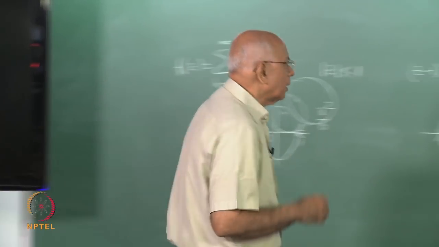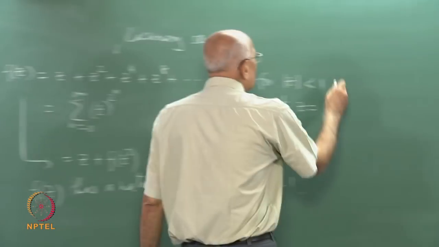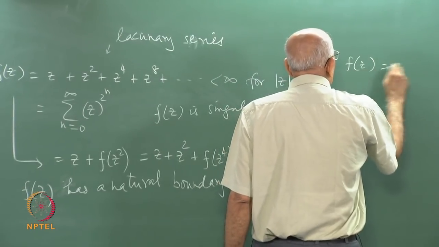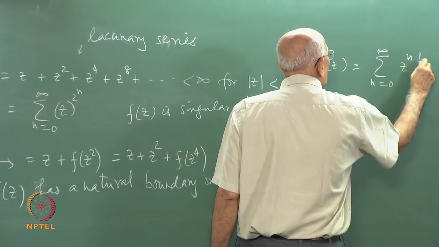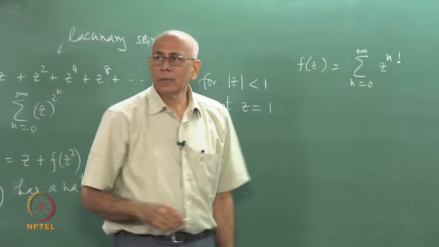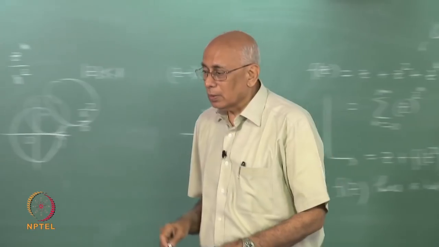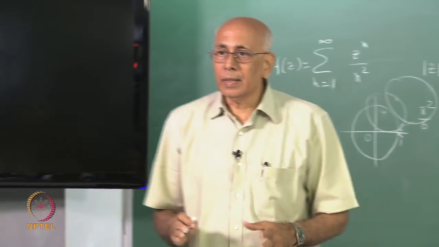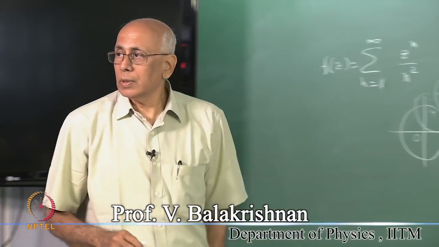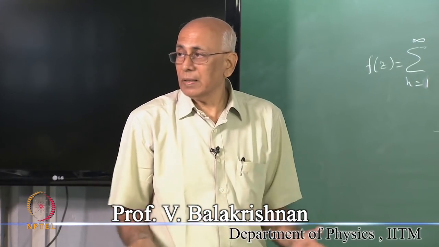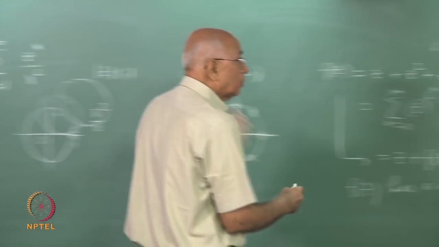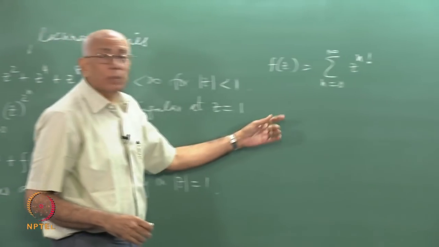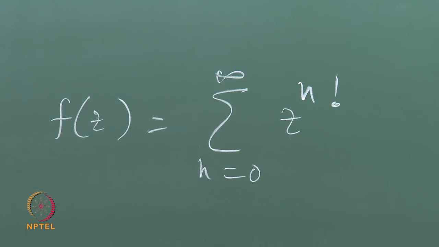For instance, here is another example, f of z given by summation n equal to 0 to infinity z to the power n factorial. Again, this has unit radius of convergence, and it has no analytic continuation outside this circle of convergence. So this is in fact the only representation that you have, valid in the entire big circle of convergence, but that is it. You can't do anything better than that.